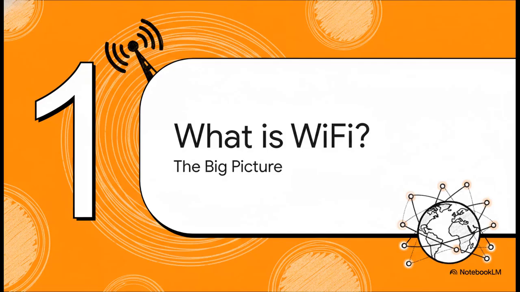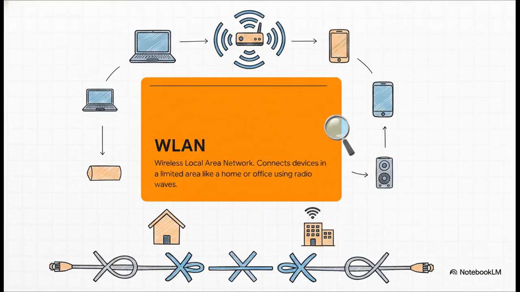So first up, what even is Wi-Fi? Let's start with the big picture. To get there, we first have to talk about this term WLAN. It just stands for Wireless Local Area Network. And really, it's the broad name for any tech that connects your devices together in a small area, like your house or an office, using radio waves instead of plugging in a bunch of cables. It's the whole concept that lets you walk around with your laptop without being tethered to a wall.